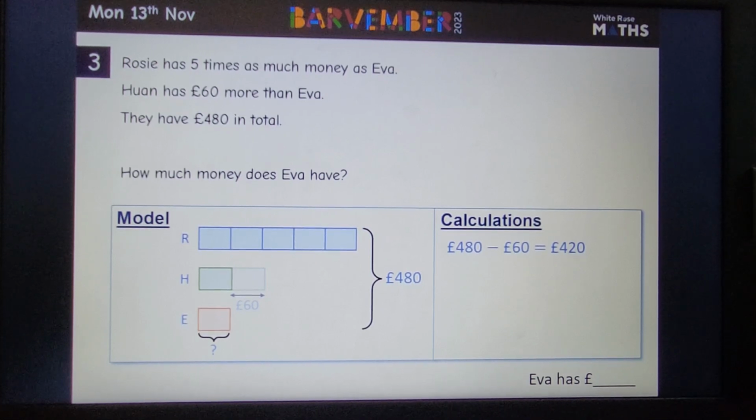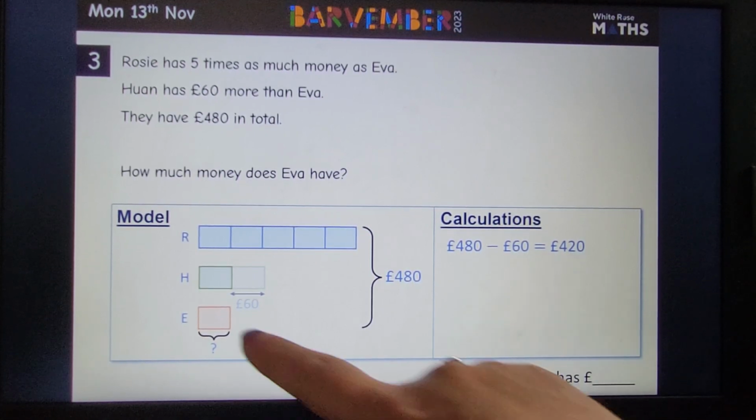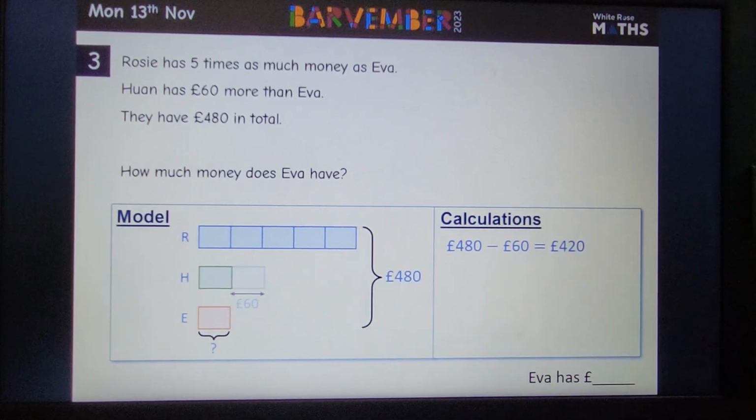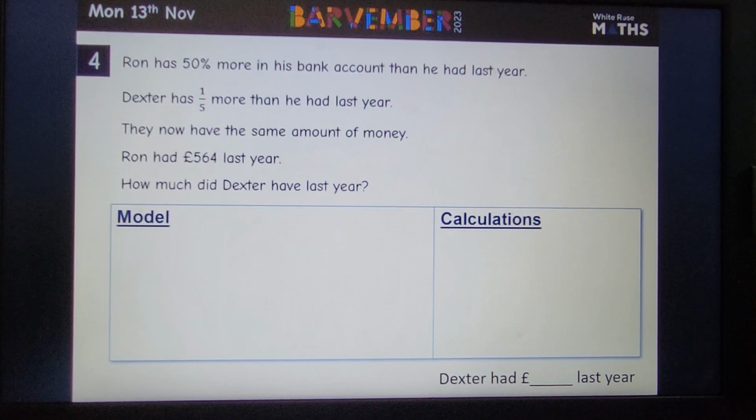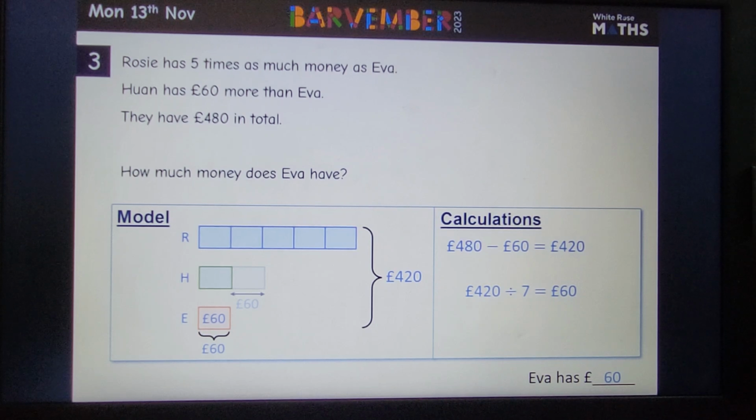And then the 420 we can divide between 1, 2, 3, 4, 5, 6, 7 boxes that are all the same size. And we'll find out what one box is worth, the value of one box. So 420 divided by 7 leaves us with £60. So that means every single box has a value of £60. Okay? Which actually means that we could have had 8 boxes of £60 as well, but they're just showing you that this is what we could have had. So each of the boxes are £60, so that means Eva has £60 in total.